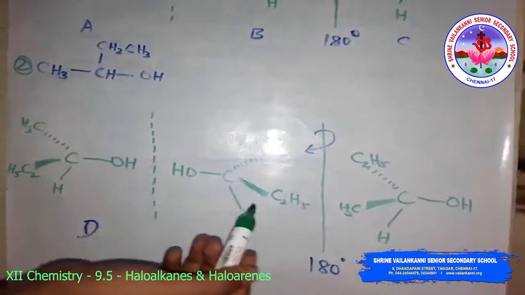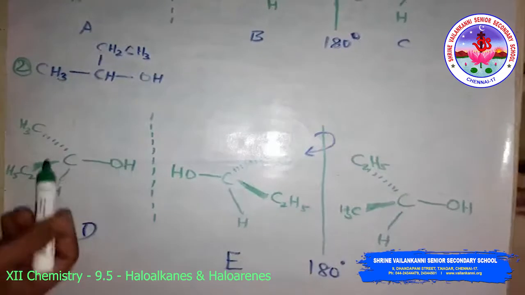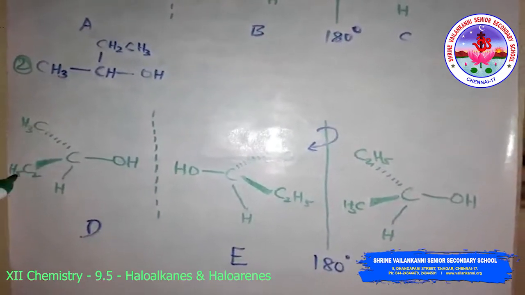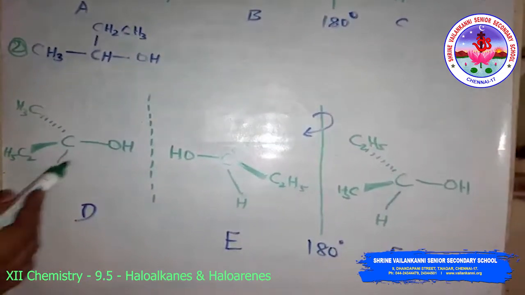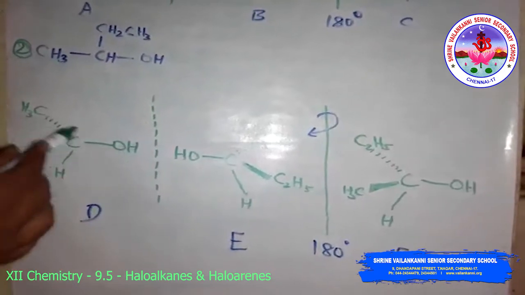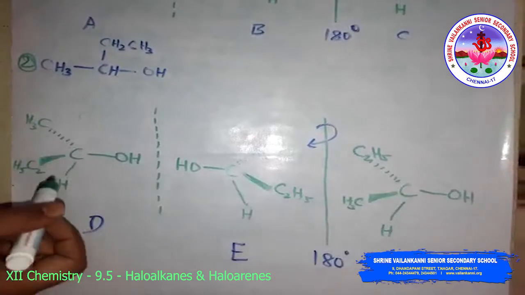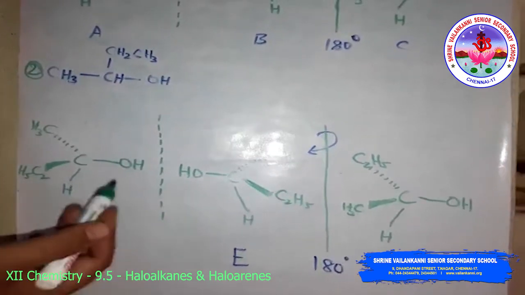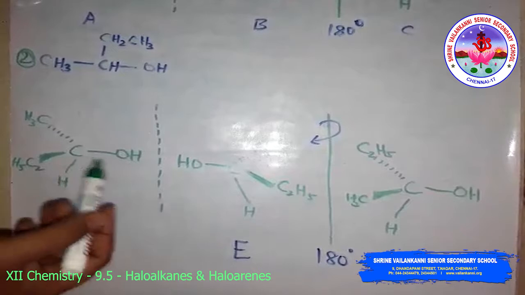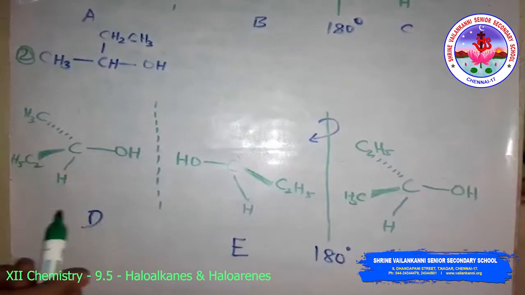So butan-2-ol has four different groups attached: CH3, C2H5, hydrogen and hydroxyl. So this molecule has a chiral center. That is a chiral molecule. Some common examples are also 2-chlorobutane, 2,3-dihydroxypropanol, like this.